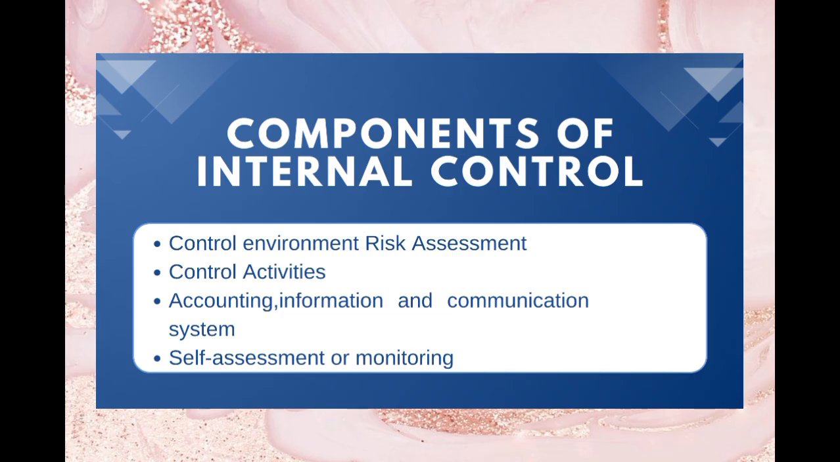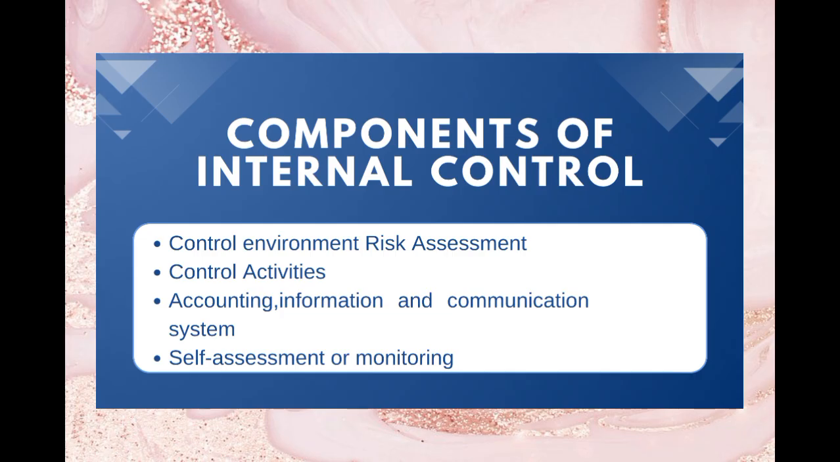A strong control environment helps prevent problems before they arise. Risk assessment. The company identifies potential problems that could affect its operations and finance. This allows for proactive measures to mitigate this risk. Control activities. These are the specific policies and procedures put in place to manage risk. Examples include authorization, reconciliation, and segregation of duties.